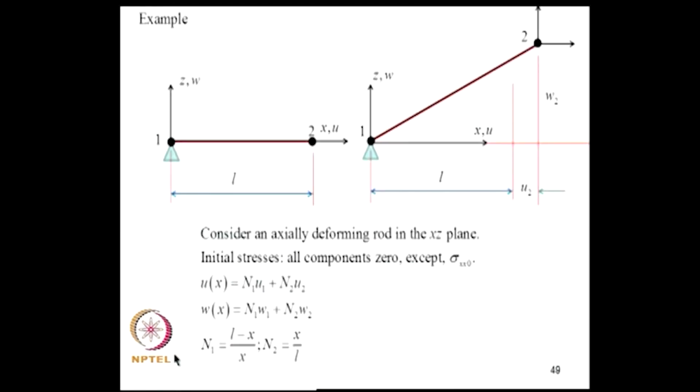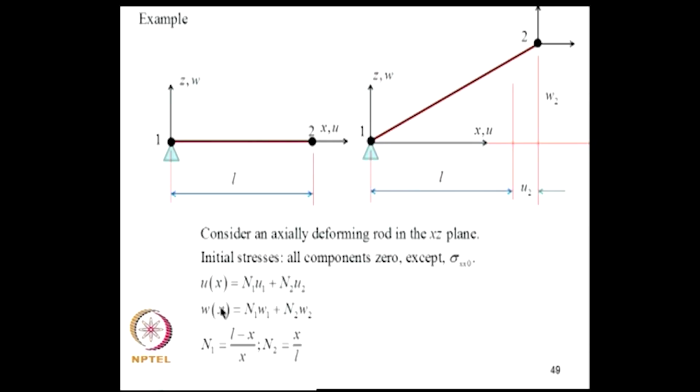So, let us consider a simple example of an axially deforming bar. Suppose I have an axially deforming bar in the xz plane. So, u and w are the displacement fields. This is the undeformed configuration and this is the deformed configuration. This point will now have u2, w2 as the degrees of freedom. It is not necessary that this should deform along its own axis.